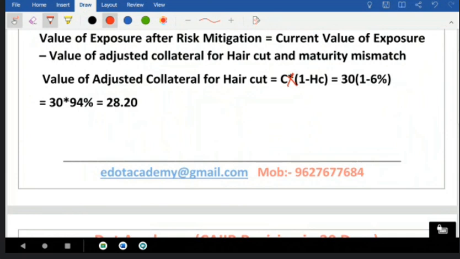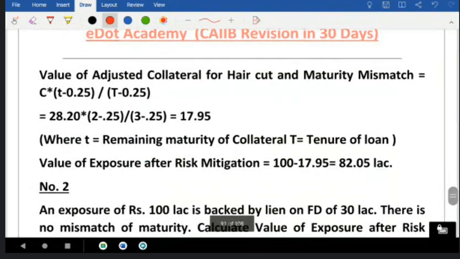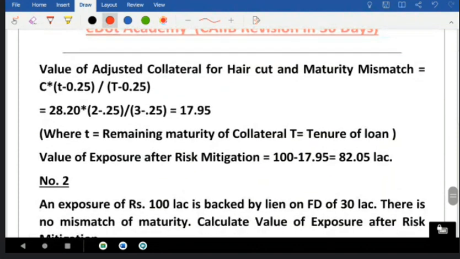So 30 into (1 minus 6%), so 30 into 94% means 28.20. Now MF will be calculated and multiplied. Yeah, MF is here. I told you T minus 0.25, T minus 2.5, and calculating, we get 17.95. Okay. Now we'll see the second numerical.